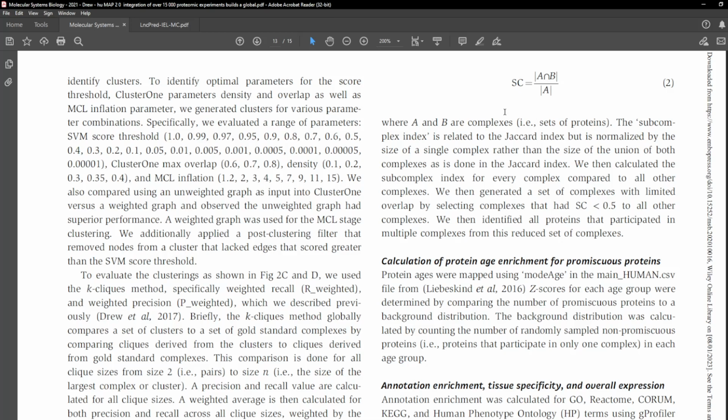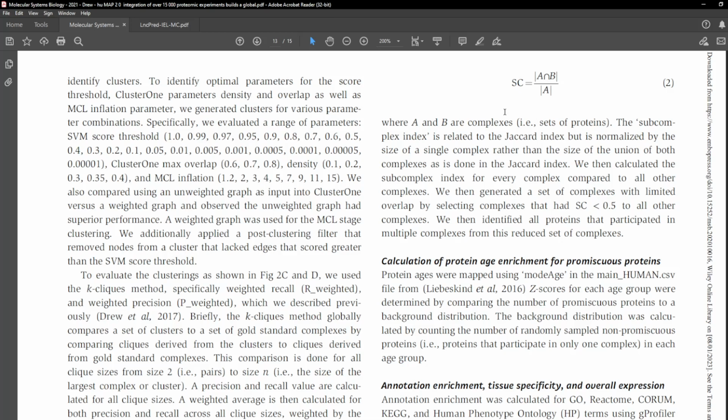We also compared using an unweighted graph as input into ClusterONE versus a weighted graph and observed the unweighted graph had superior performance. A weighted graph was used for the MCL stage clustering. We additionally applied a post-clustering filter that removed nodes from a cluster that lacked edges that scored greater than the SVM score threshold. To evaluate the clusterings as shown in Fig 2c and d, we used the k-cliques method, specifically weighted recall, R_weighted, and weighted precision, P_weighted, which we described previously, Drew et al., 2017.